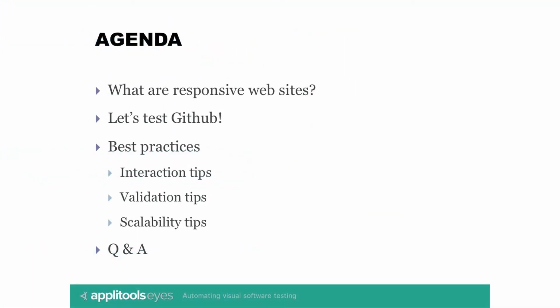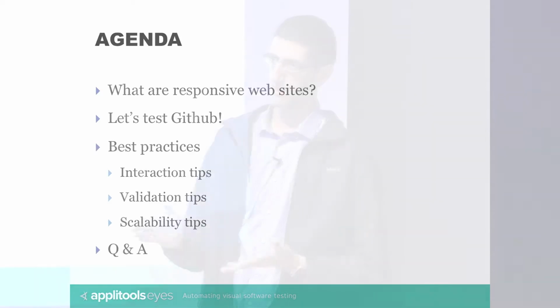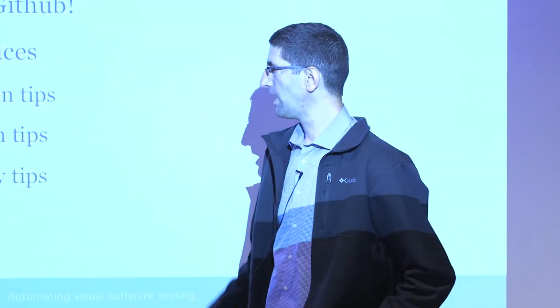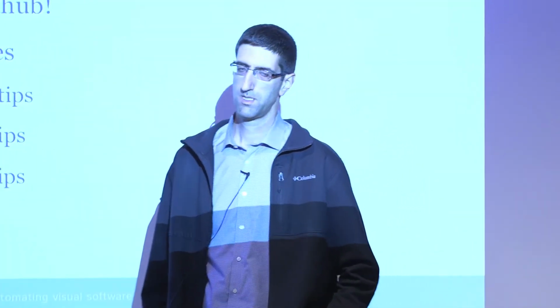We're going to start by getting some alignment on the definition of what is responsive web design. We'll go over some examples of how to test the GitHub website, which is a pretty good example of a good responsive site. Then we'll go over some best practices or tips for interacting with a responsive website using your automation code. We'll go over validation tips, since in testing there is both interaction and validation, so we'll split these. And if we have time at the end, we'll also cover some scalability tips.